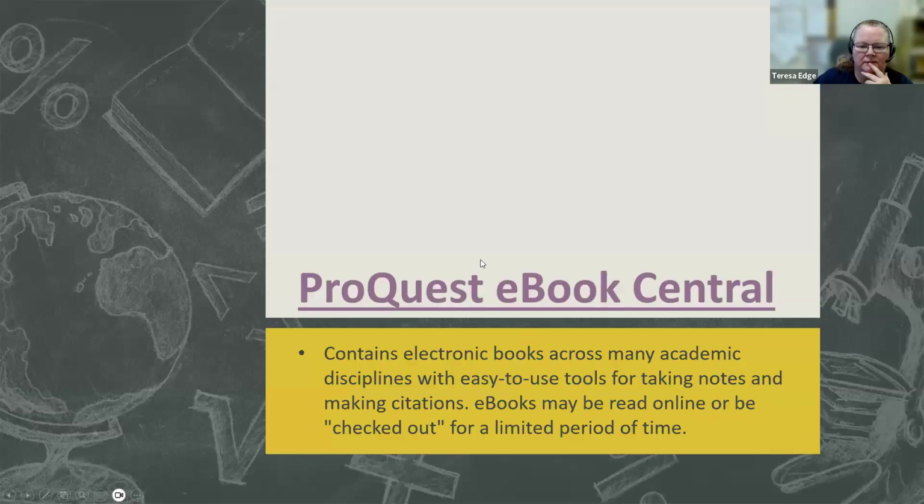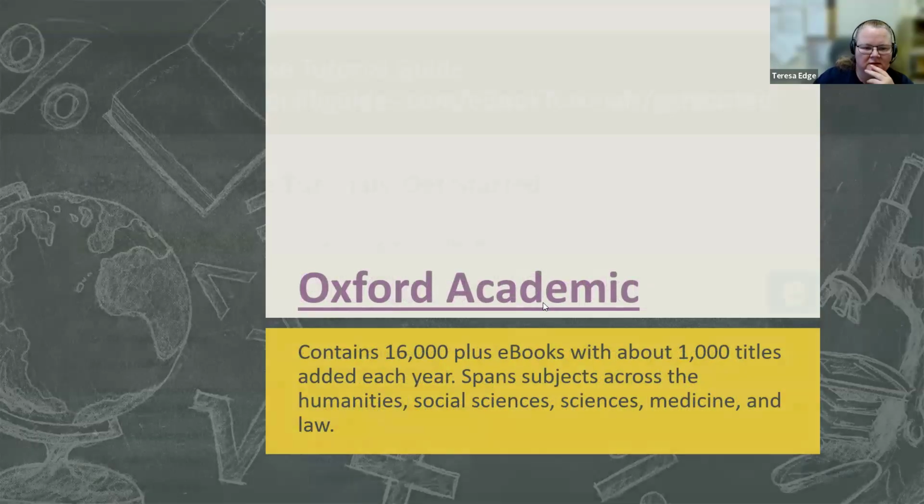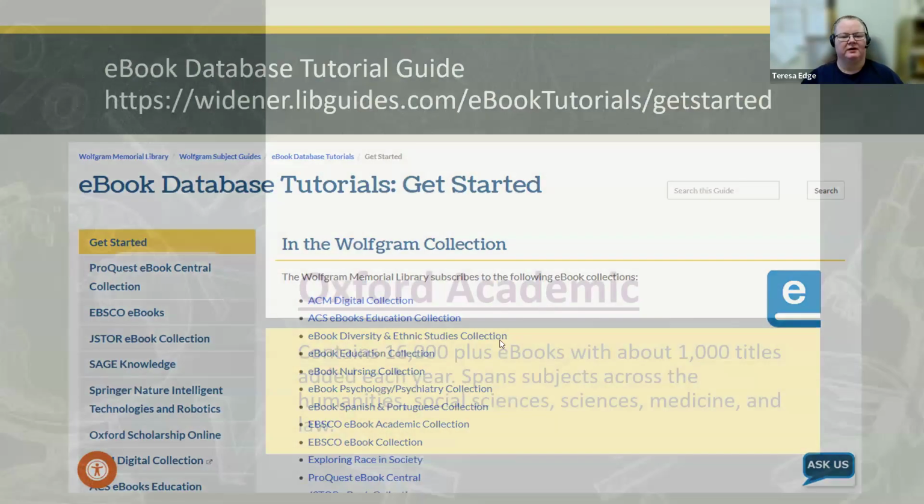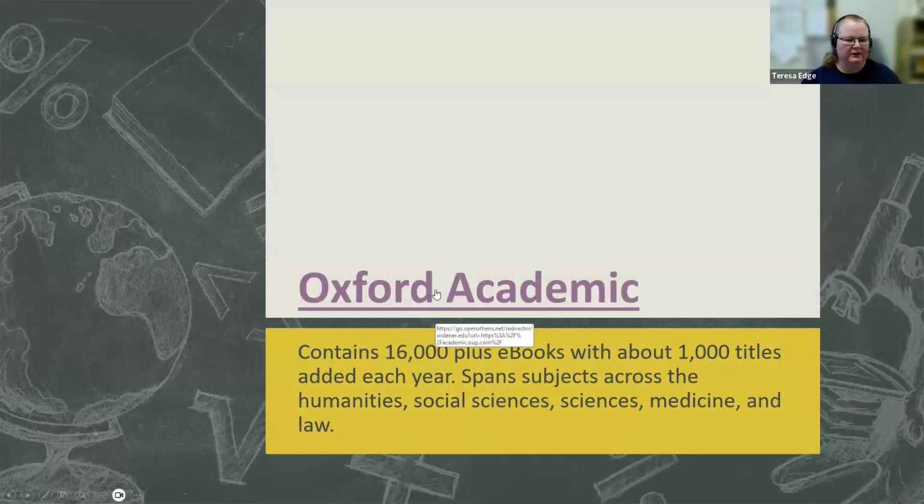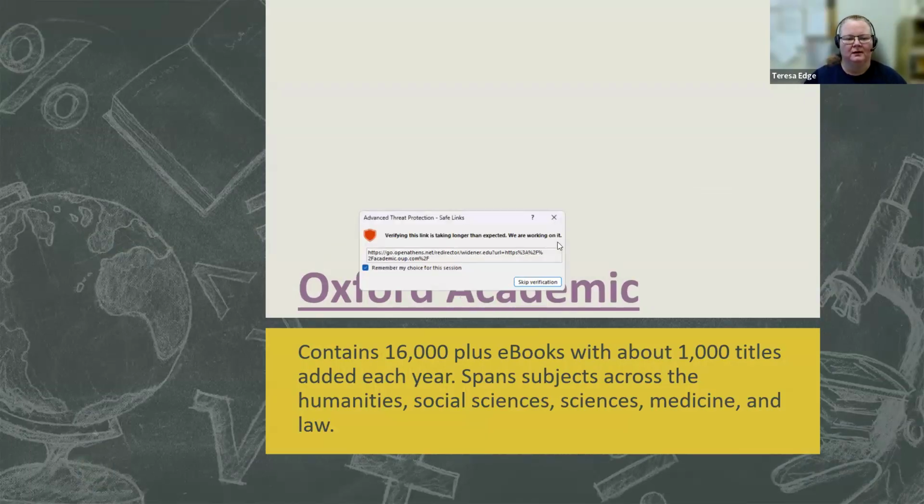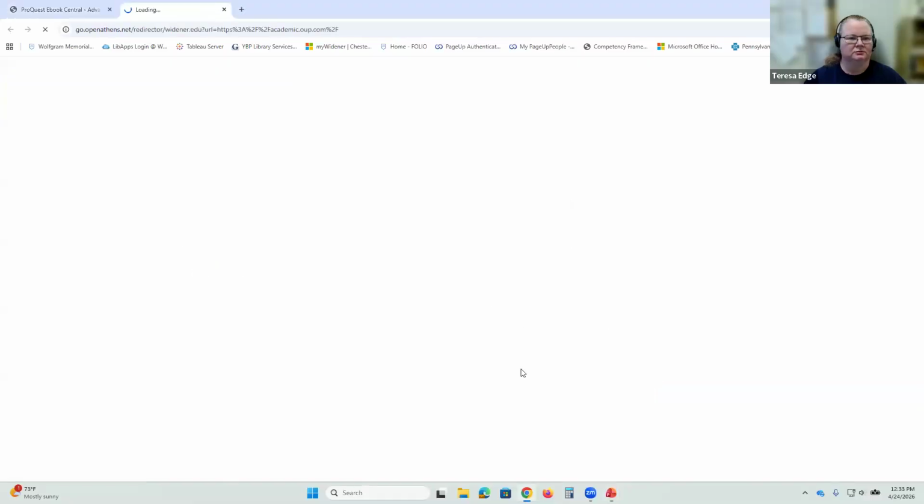Okay. Sorry, I went too fast there. The last platform that I wanted to quickly show is called Oxford Academic. It also contains tons of ebooks, along with articles, in this case, from the Oxford publisher. This is just to demonstrate another platform and how it works.